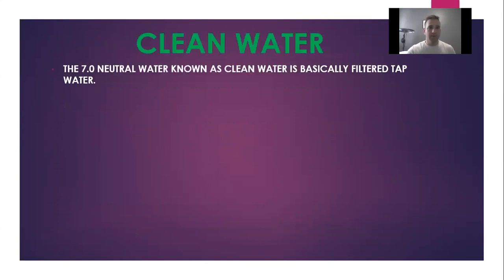Clean water. The 7.0 neutral water, known as clean water, is basically filtered tap water. So the water is running through the filter on the device, and then there is no ionization process really occurring. So the water's coming out at 7 out of both hoses.